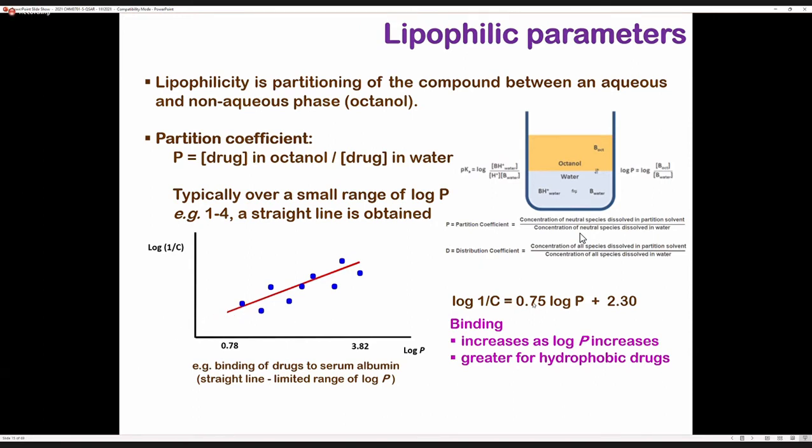Y equals MX plus C kan? You punya X is log P, right? This is 0.75 with your M, right? This is your Y, right? So basically it's a linear graph here. Okay, and you have your experimental data, right? Bila you combine dengan experimental data and then you calculate your R squared, make sure that you need to get close to 1. Okay, so binding will increase as log P increases, is greater for hydrophobic drug.